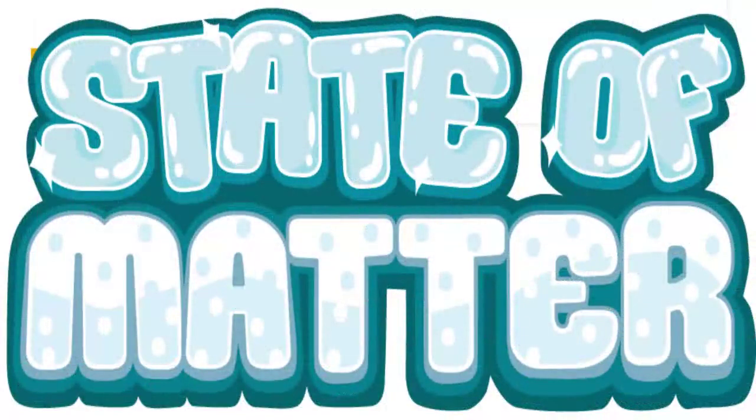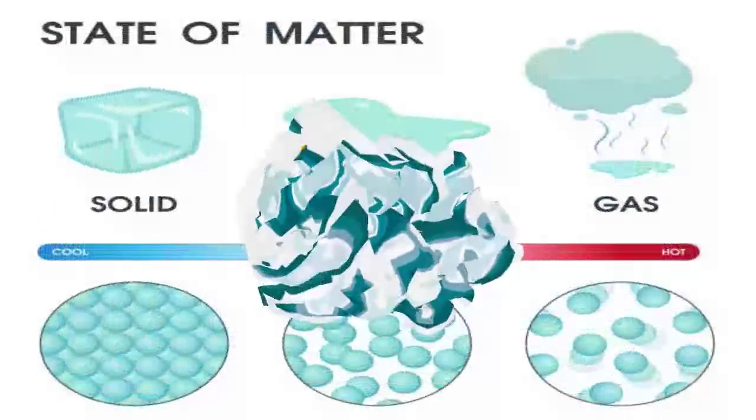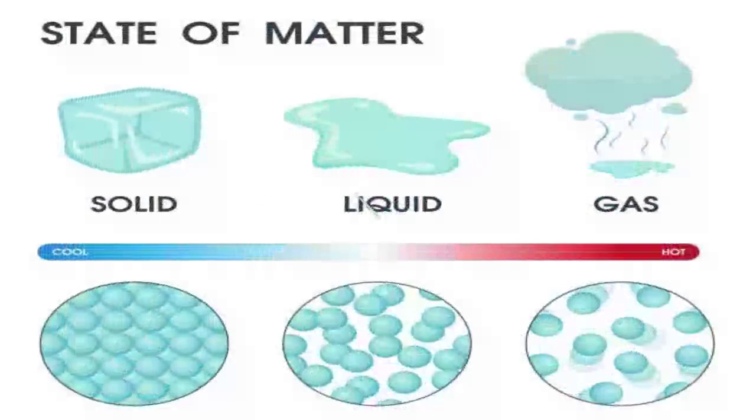What are the different states of matter? There are three main states of matter: solid, liquid, and gases. The states of matter can be interchanged by cooling or heating. Solids on heating will become liquid. Liquid on heating will become gas. Gases on cooling will become liquid. Liquid on cooling will become solid.